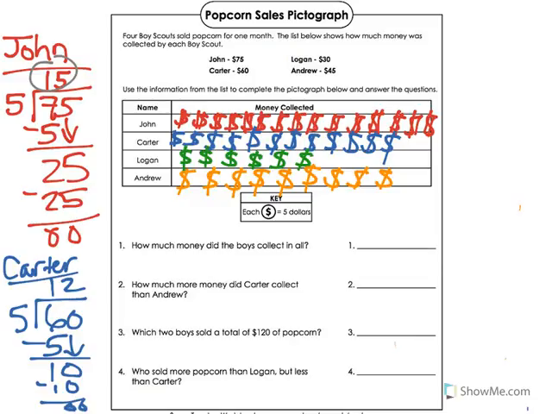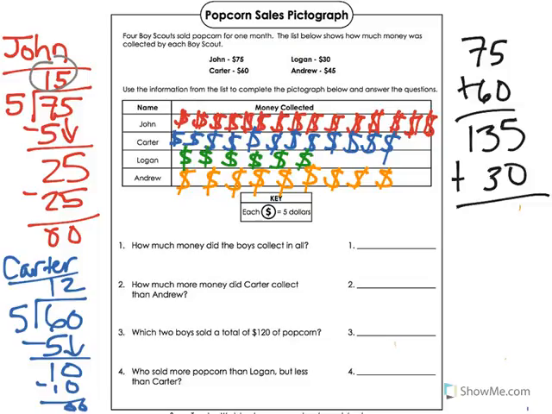Alright, so we have 75 plus 60. 5 plus 0 is 5, and 7 plus 6 is 13. Alright, so it's $135 so far. Let's add Logan's amount. He had 30. 5 plus 0 is 5. 3 plus 3 is 6. And 1 plus nothing is 1. So now we're up to $165.